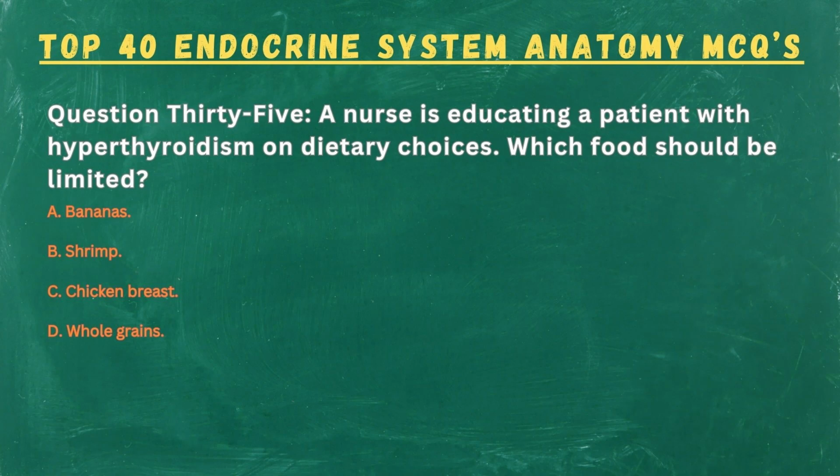Question 35. A nurse is educating a patient with hyperthyroidism on dietary choices. Which food should be limited? A. Bananas. B. Shrimp. C. Chicken breast. D. Whole grains. Answer: B. Shrimp.